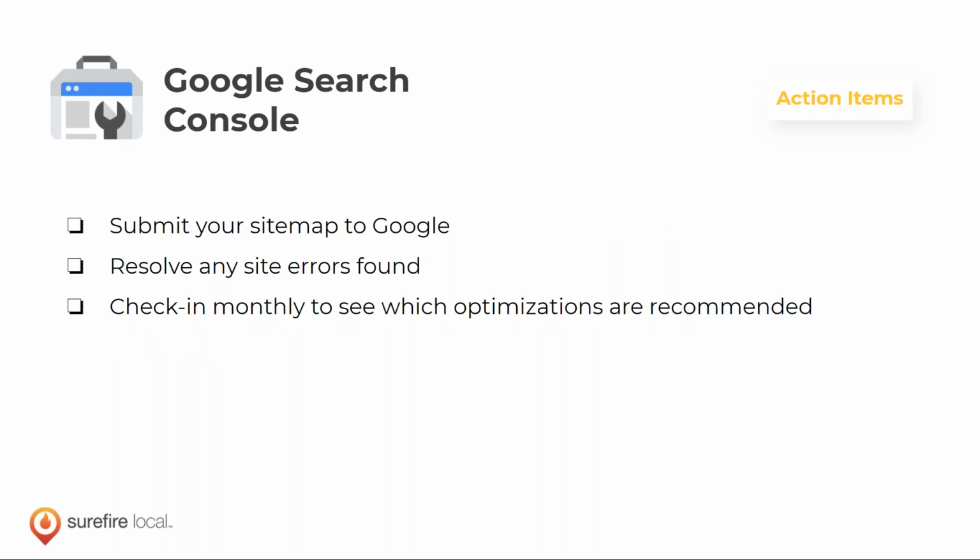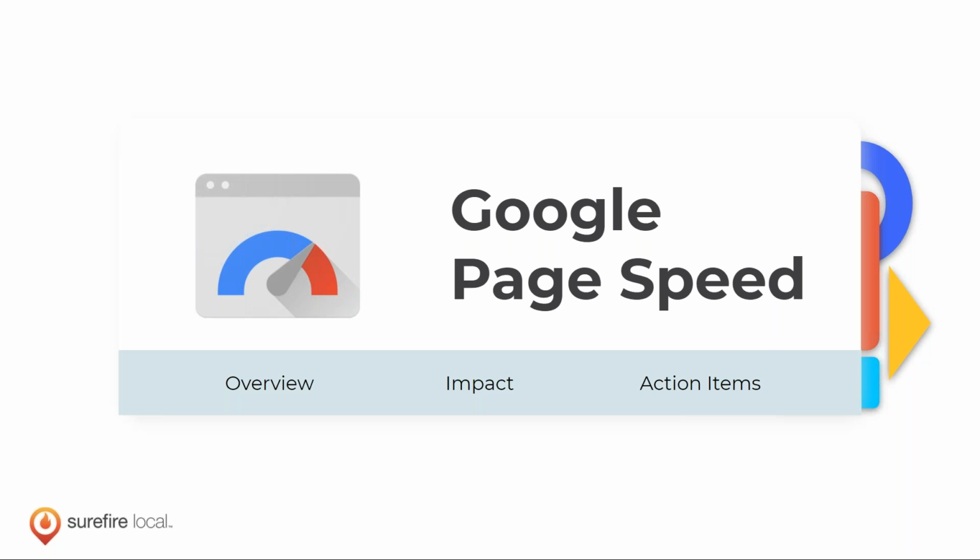So again, active items, once you install this on your site, add your sitemap to Google, make sure they can read every page on your site correctly, make sure you don't have any errors on your website backend that are negatively affecting how Google reads it. And then also just check it every month to make sure that nothing is broken and that you have been updating the recommendations that Google has.